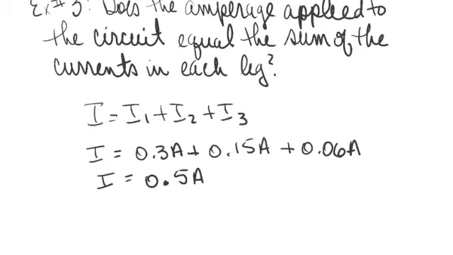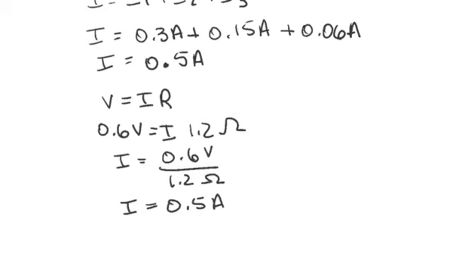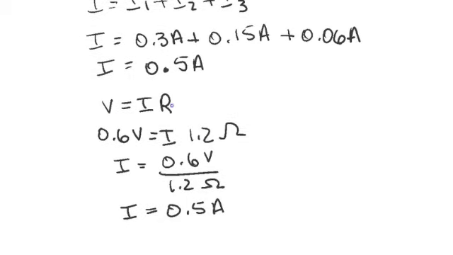Now, how much amperage is applied to the circuit? Let's use Ohm's law to calculate that. We see that V equals I times R, Ohm's law. 0.6 volts is equal to I times the total resistance of the circuit, which we calculated above, 1.2 ohms. Doing the arithmetic, we find that it is 0.5 amps, and we see that, yes, indeed, the current in each of the legs is equal to the current supplied to the circuit.